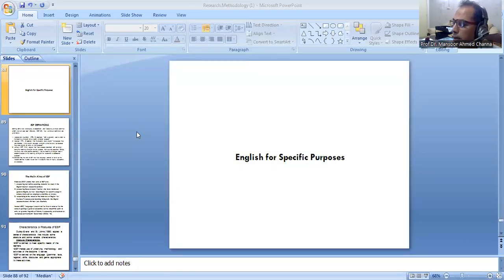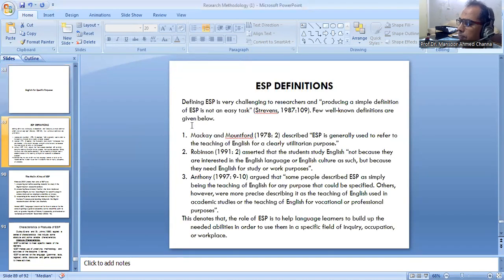Let's start to study English for specific purpose. What is English for specific purpose? It's known by the abbreviation ESP. Defining ESP is very challenging to researchers, and producing a simple definition of ESP is not an easy task, as mentioned by Stevenson in 1987.